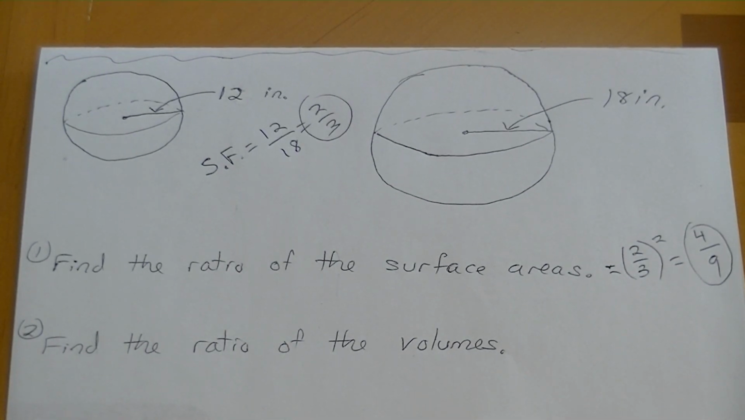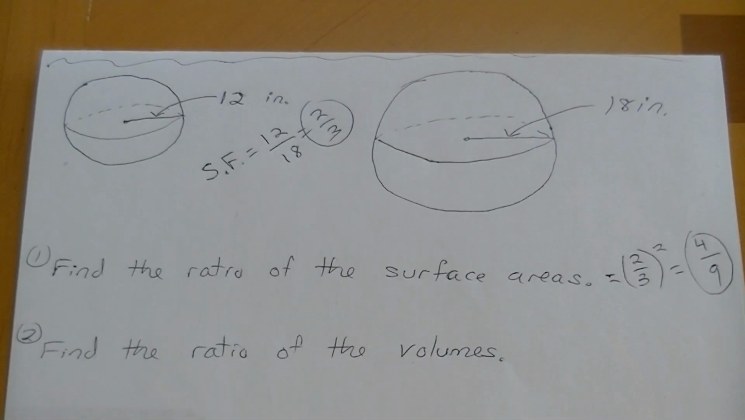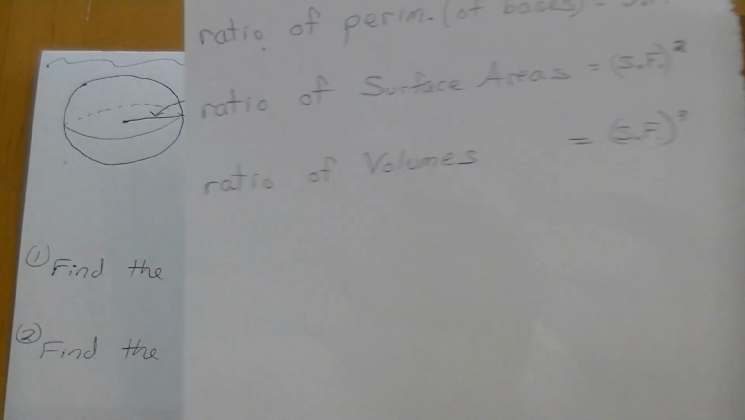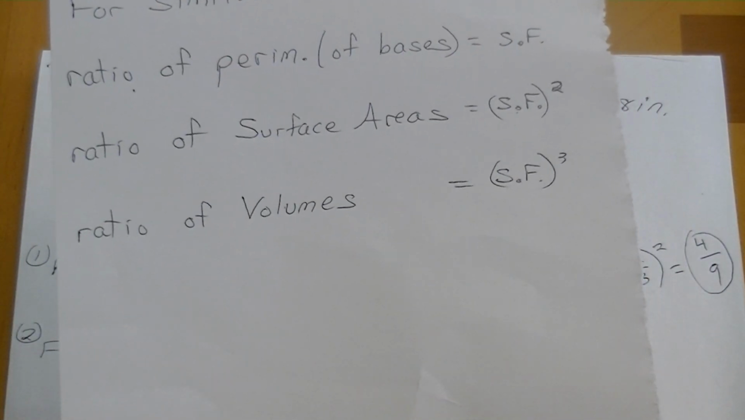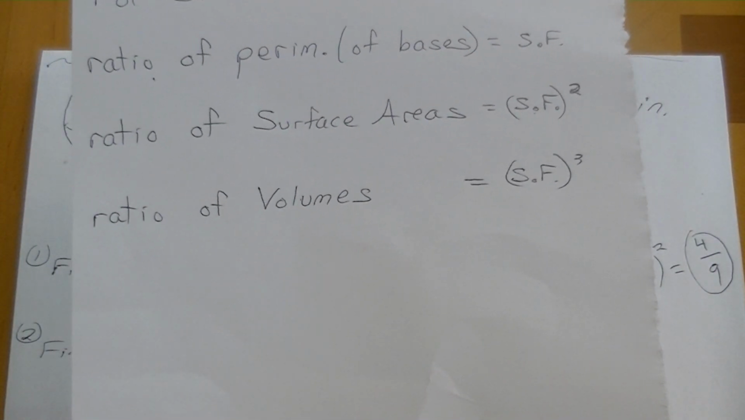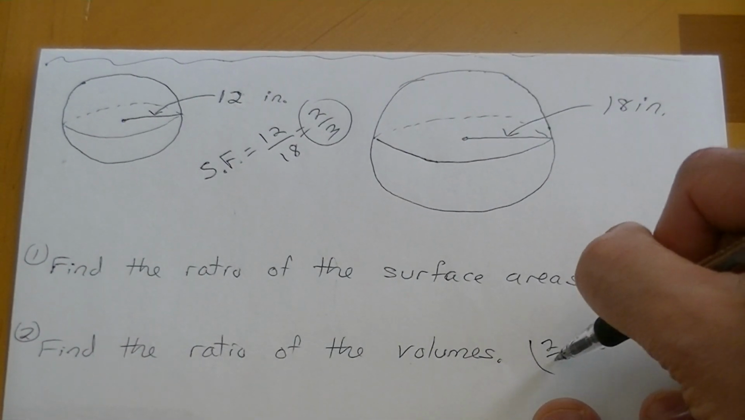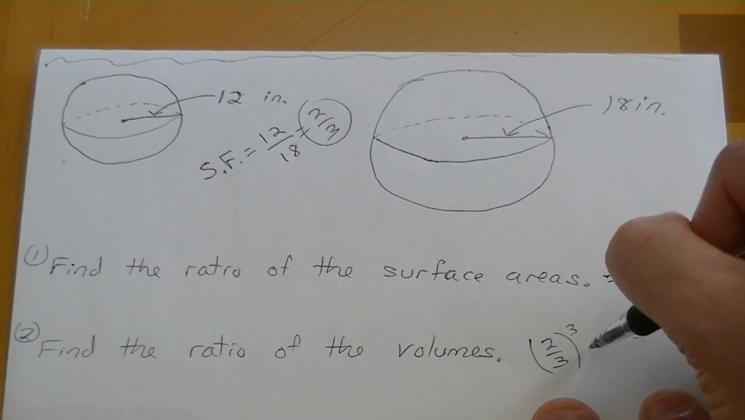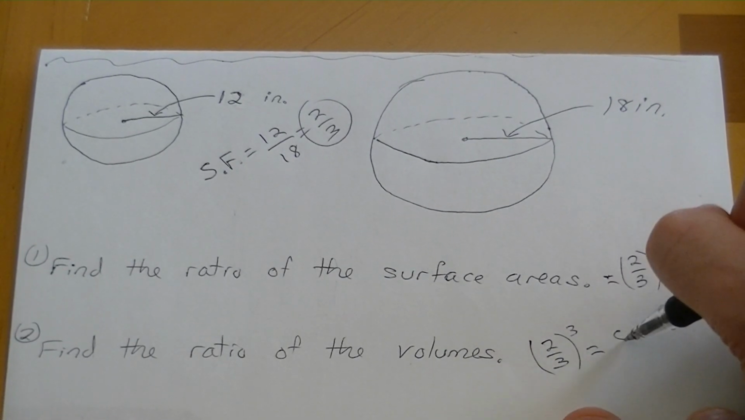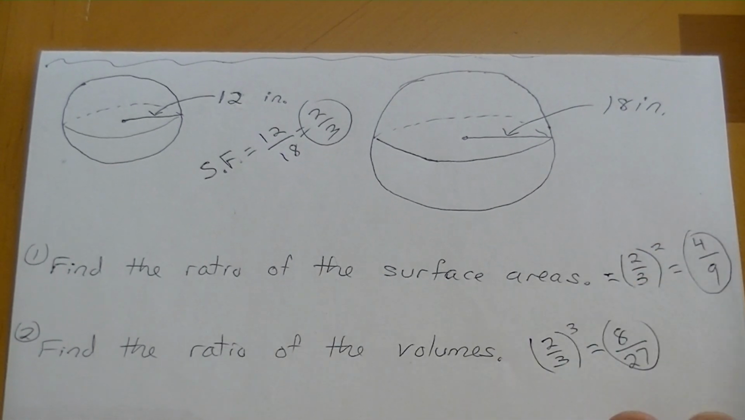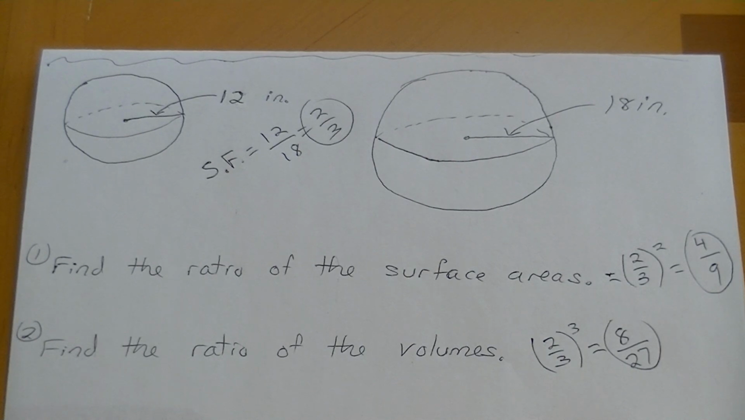If you have no life, you could use our volume formula. Get the volume of this one, get the volume of this one, put them in a ratio, simplify. You will get the right answer. Or you can remember the ratio of the volumes, as we saw from our first example with those two rectangular prisms, is the scale factor cubed. So all we have to do here is the scale factor cubed. So 2 to the third power is 8, and 3 to the third power is 27. That's the ratio of the volumes.